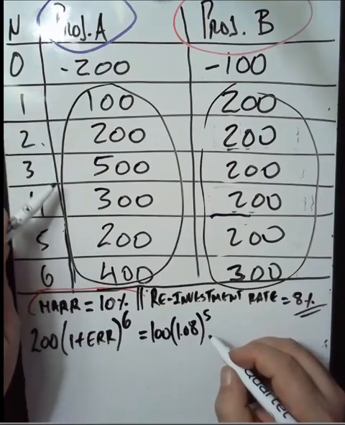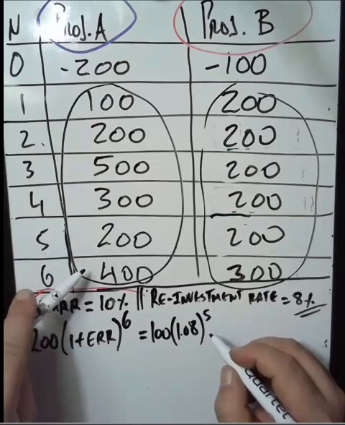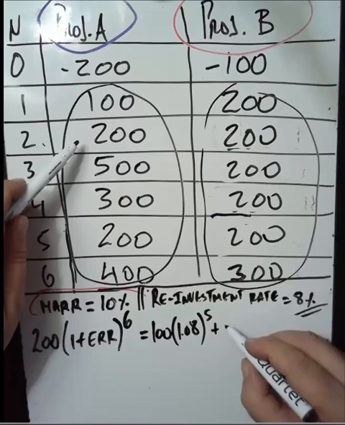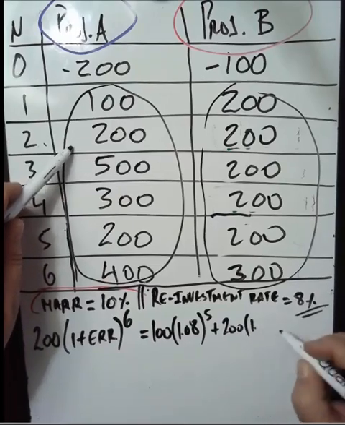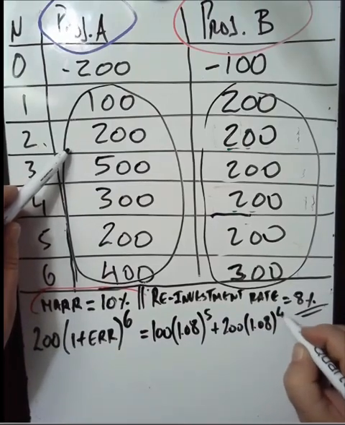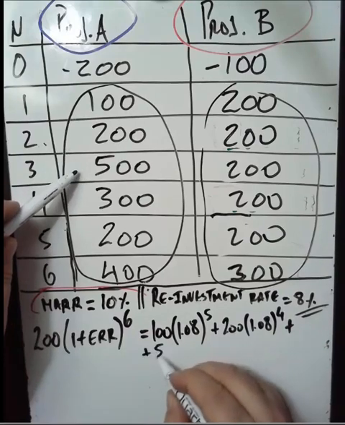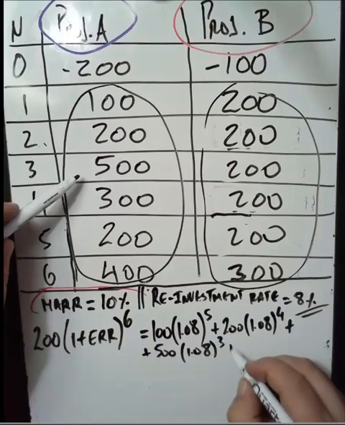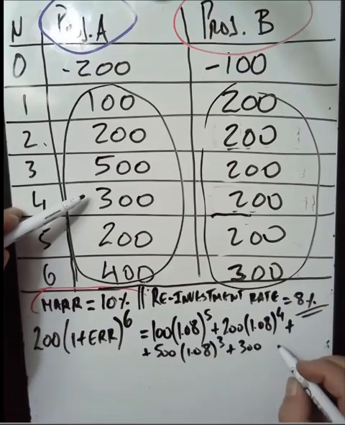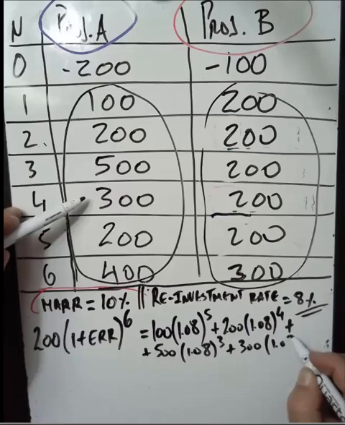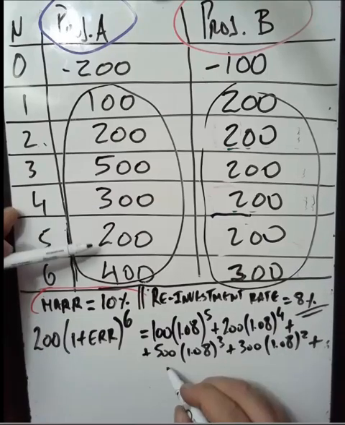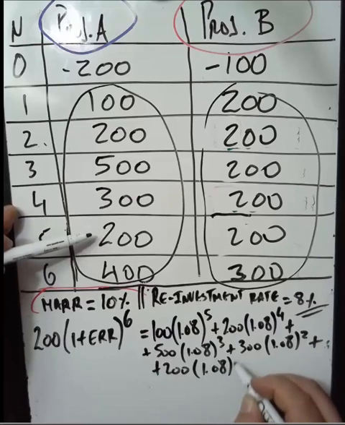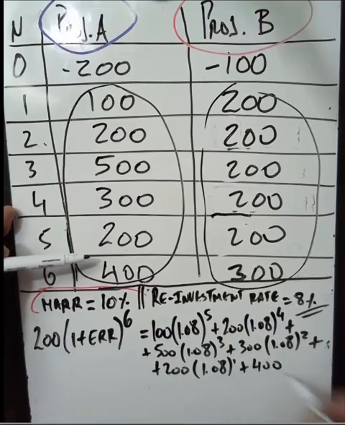1, 2, 3, 4, 5. Then push forward the 200 at 8%, 4 years. Then push forward the 500 at 8%, 3 years. Then push forward the 300 at 8%, 2 years. Then push forward the 200 at 8%, 1 year. And then the 400.